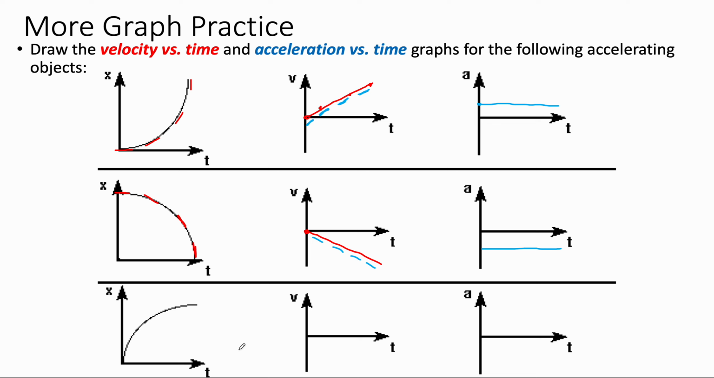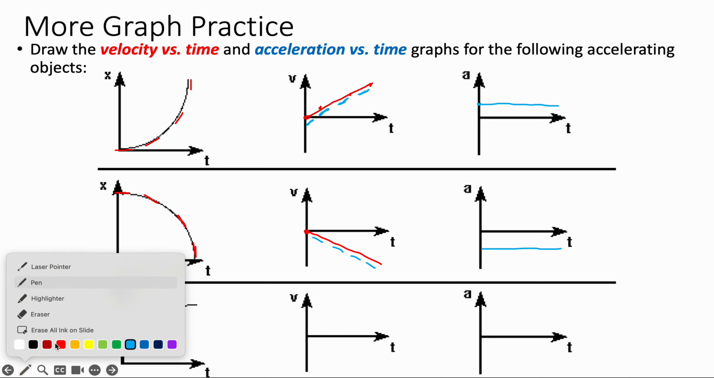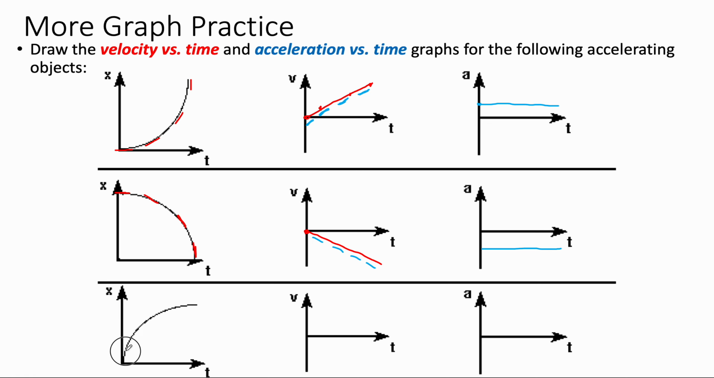What about this one? Again, you can pause the video if you want to try it first. It starts out with a large positive slope, which means the velocity has to start out large and positive. And then the slope becomes less and less positive, until the slope approaches 0, which means my velocity becomes less and less positive until it approaches 0. What's my acceleration in this case? Well, if you look at the slope of this one, it's a constant negative slope, which means my acceleration is constant negative.